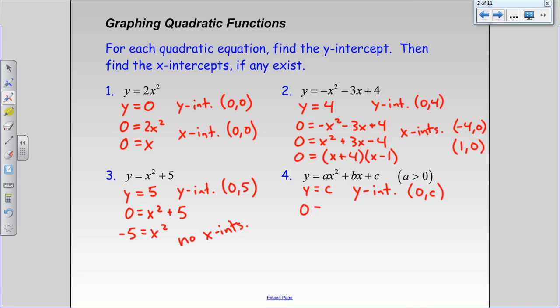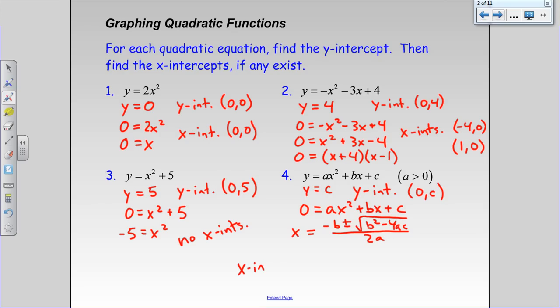For the x-intercepts, we have y equals 0, and notice that that gives us the standard form of a quadratic equation, ax squared plus bx plus c equals 0. So we can solve this equation for x using the quadratic formula. We'll get the solutions x equals negative b plus or minus the square root of b squared minus 4ac all over 2a. This gives us two separate values for x depending on whether the radical term is being added or subtracted, and those represent the x-coordinates of our x-intercepts.